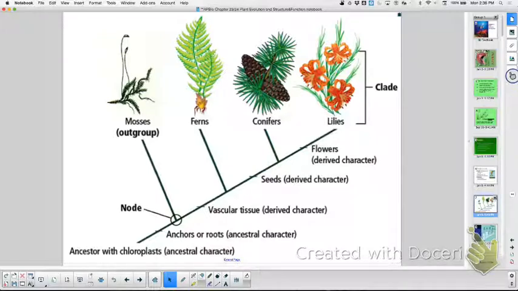Vascular tissue. What is the vascular tissue that we know and love? Xylem and phloem. How does xylem work? What's the process called? TATC theory, perhaps? Yeah. Adhesion, tension, cohesion. Good. How does phloem work? Pressure flow hypothesis? Exactly.